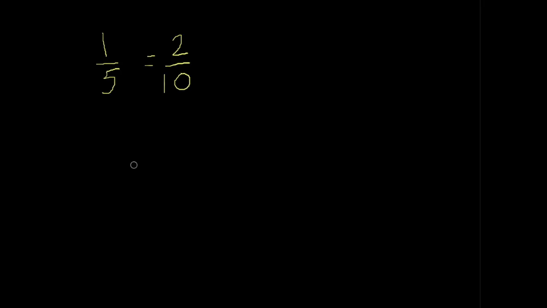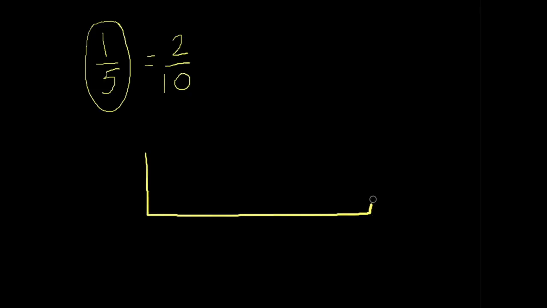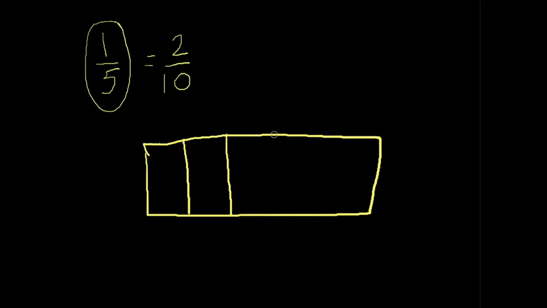All right, so some basic review. We know that a fraction represents the number of equal parts in a whole. So we're going to start off with this fraction, 1/5, and I'm going to draw a tape diagram to represent my one whole, and I'm going to break this up into 1, 2, 3, 4, 5 equal parts, and I am going to shade in one of those to represent my fraction 1/5.